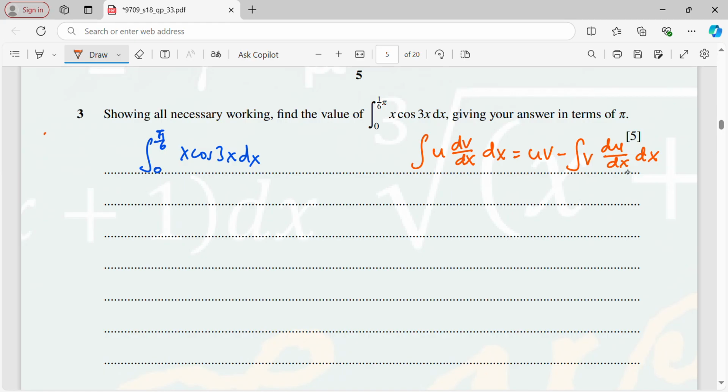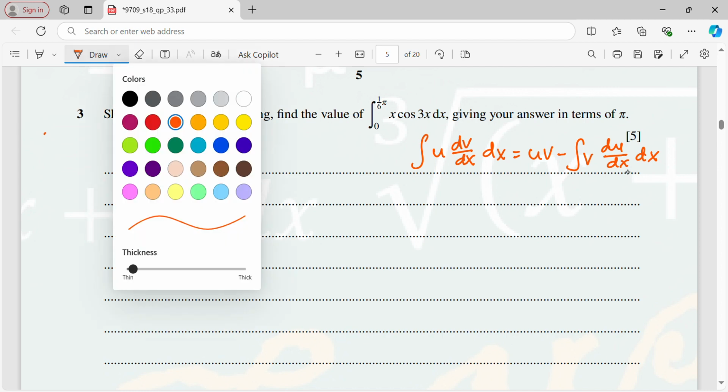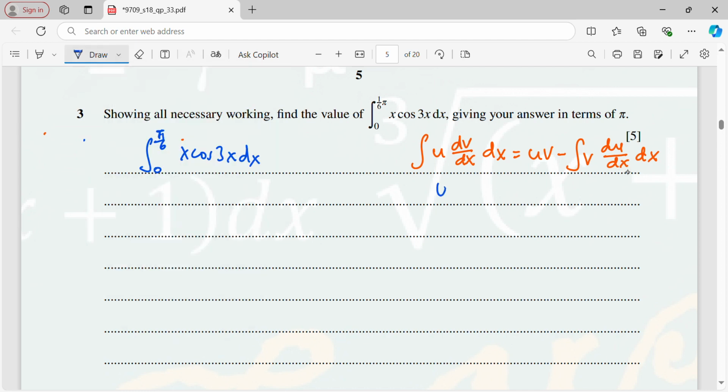So now the u is algebraic, which is our x, alright? That means now here, your u is going to be x, because your x is the algebraic. The cos 3x is the trigonometric, right? So now, from here, your u is x, so I need to find du dx. So your du dx is 1, and then the dv dx is cos 3x.